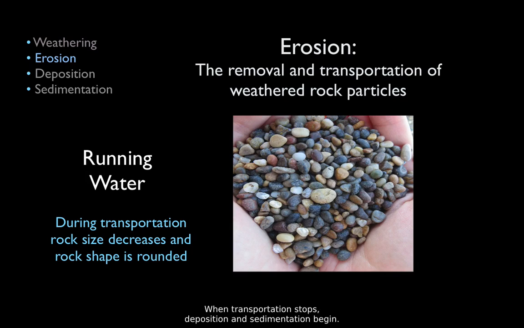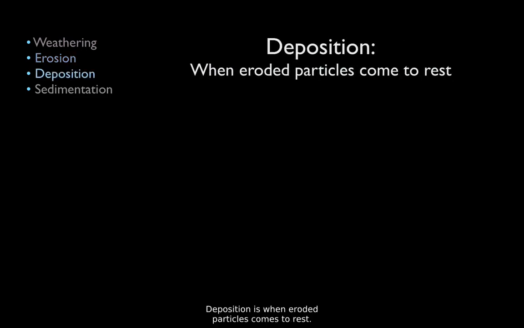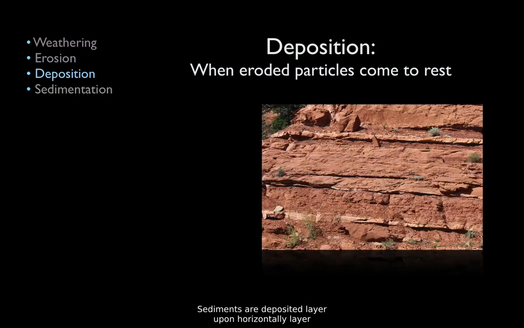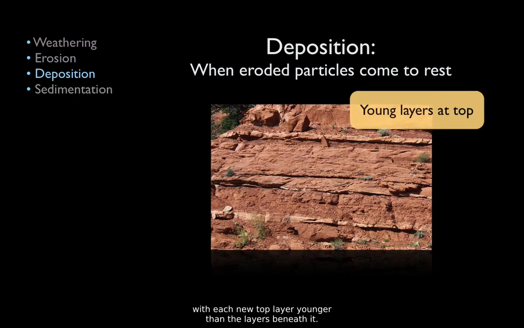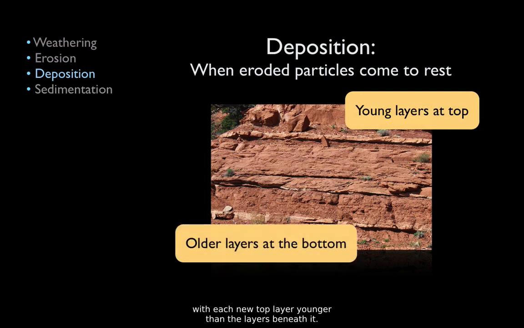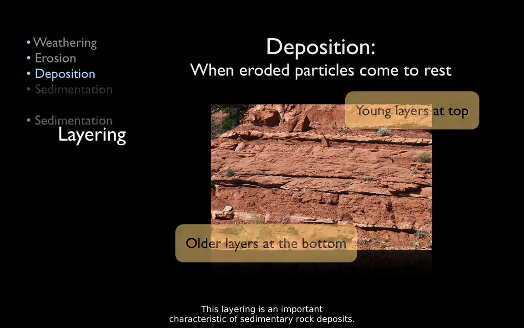When transportation stops, deposition and sedimentation begin. Deposition is when eroded particles come to rest. Sediments are deposited layer upon horizontal layer, with each new top layer younger than the layers beneath it. This layering is an important characteristic of sedimentary rock deposits.